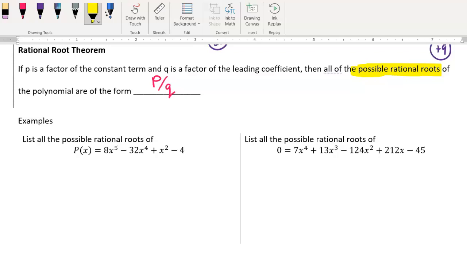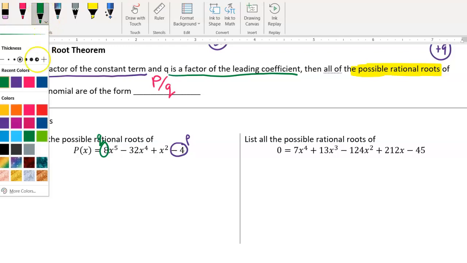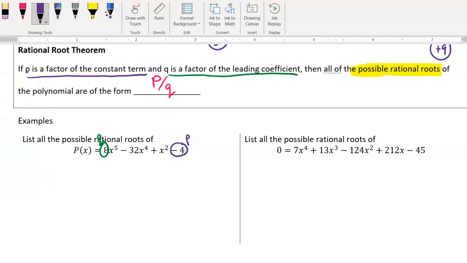So let's see what it means by this idea of p over q. p is a factor of the constant term. Remember, the constant term is the number that does not have a variable. q is a factor of the leading coefficient. Okay, so we're going to list out the factors of p and the factors of q. Now, I really don't care that it's a negative 4.